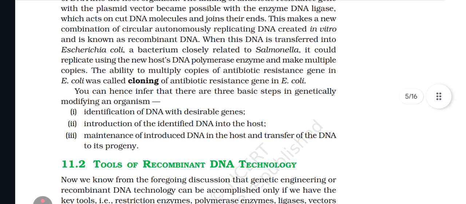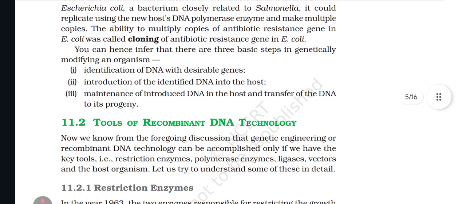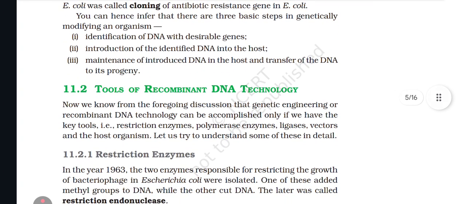Identification of DNA with desirable genes. Second, introduction of the identified DNA into the host. Third, maintenance of introduced DNA in the host and transfer of the DNA to its progeny. Tools of recombinant DNA technology.